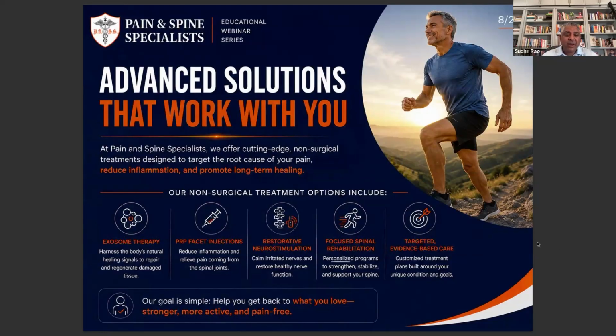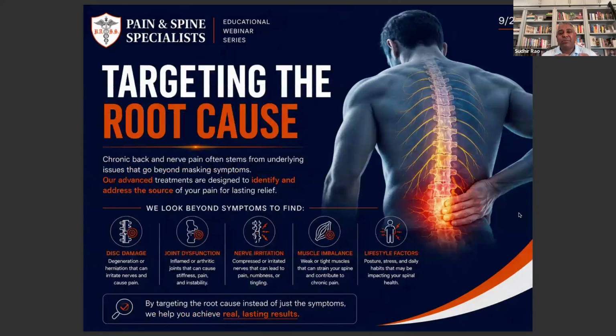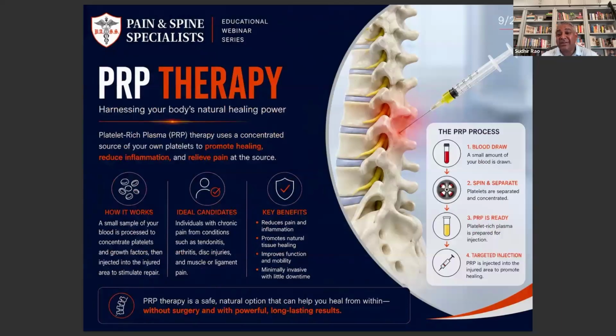Next slide number 10. We're going to start with PRP, platelet-rich plasma. Now, PRP has been around for a long time, but the data continues to grow and continues to show us that it works really, really well for mild to moderate inflammation. And that could be inflammation in a joint, which is arthritis. That could be inflammation around tendons, muscles, or ligaments, and or even around the spine. So what is PRP? Well, PRP is really three components. We draw your blood, we spin your blood, and then we take the plasma part of it, which is full of growth factors, and we inject that.